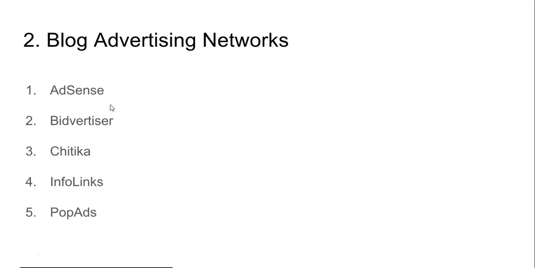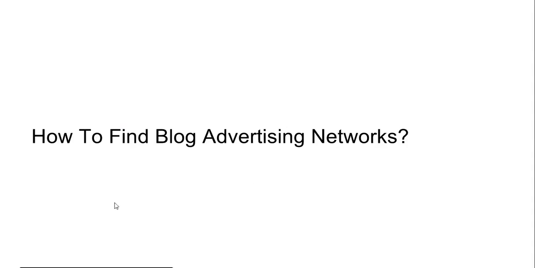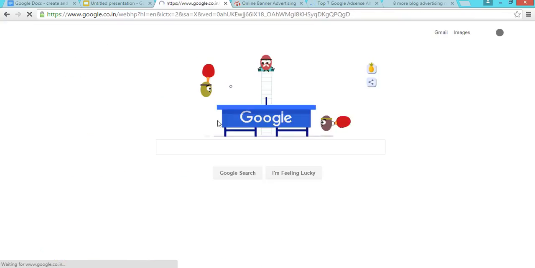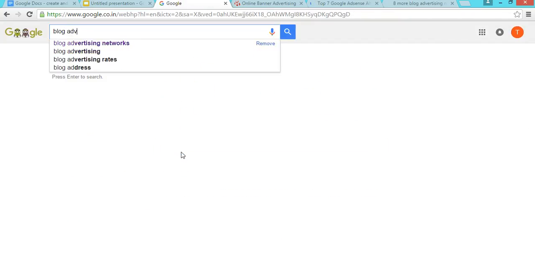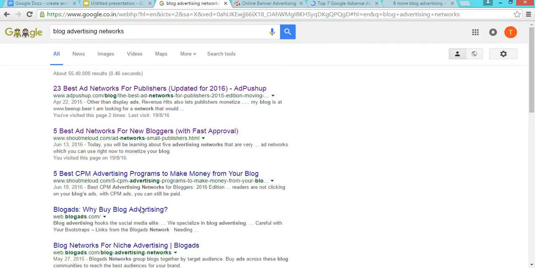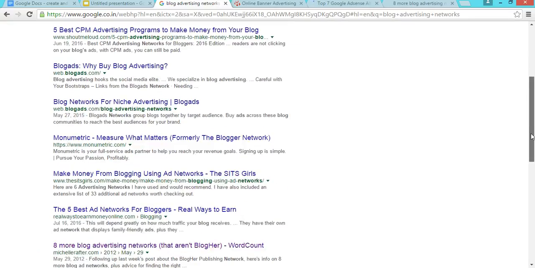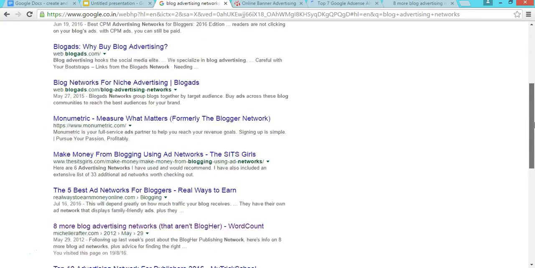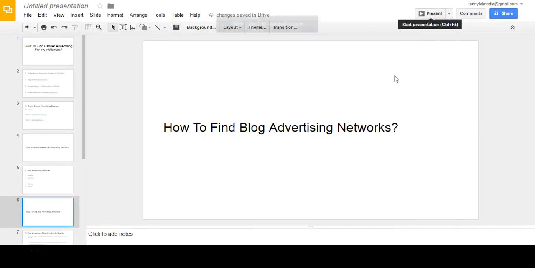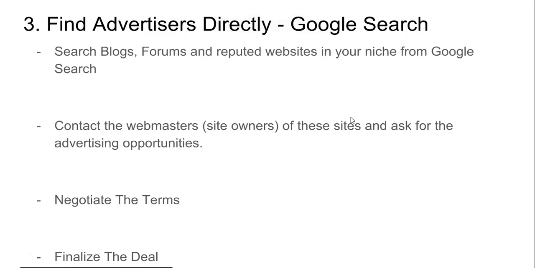Alternatively, you can also find many more blog advertising networks other than these five. For this, you just have to visit Google and search for blog advertising networks, and Google will show you lots of results and sites in which you can find them. You can register on these blog advertising networks and then find good advertisers for your website.